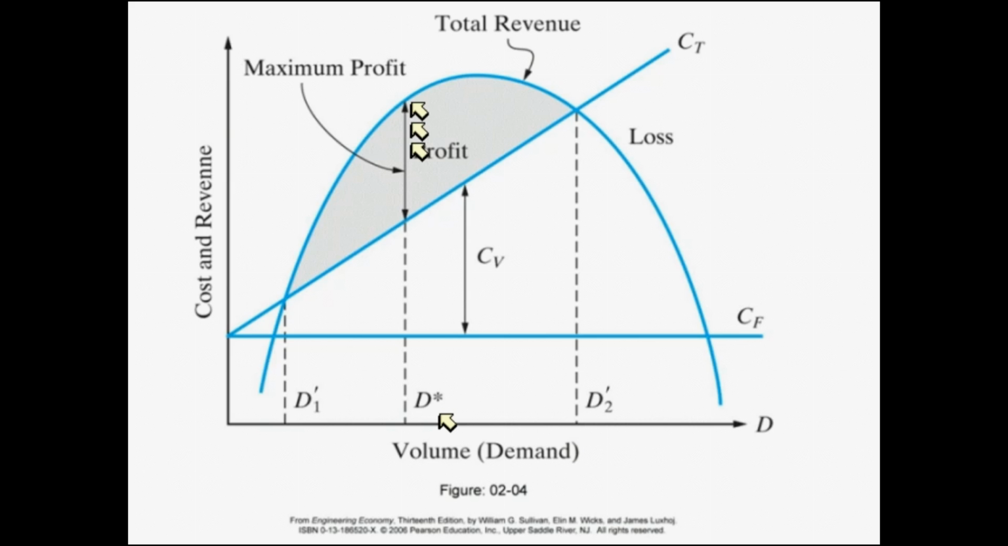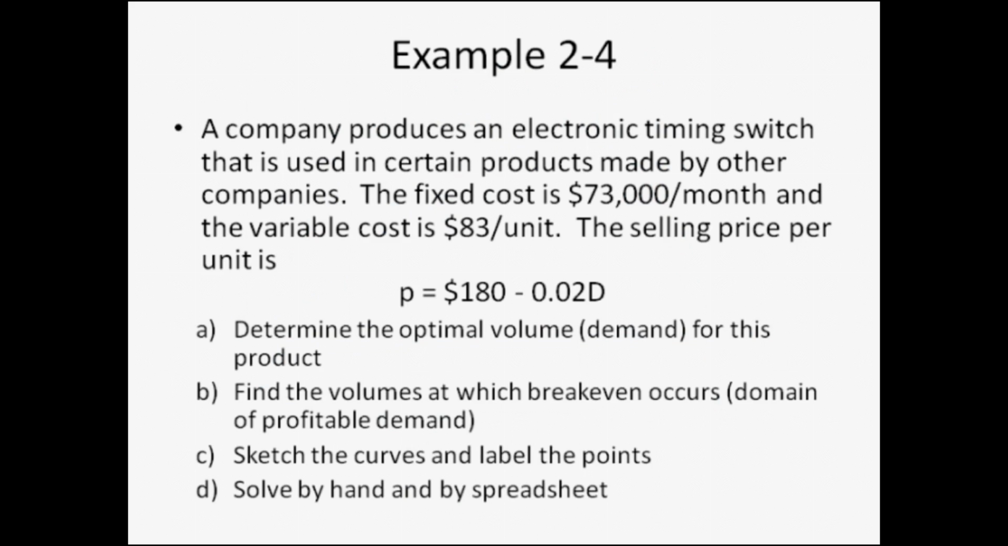So if you look at the length of that line, it has the longest length at the maximum profit point, and it's not the same as maximum revenue. So this is showing that you maximize revenue at a different point than you maximize profit. So in the example that we work in your in-class exercise, I'll ask you to actually calculate all of these points for a specific set of numbers.